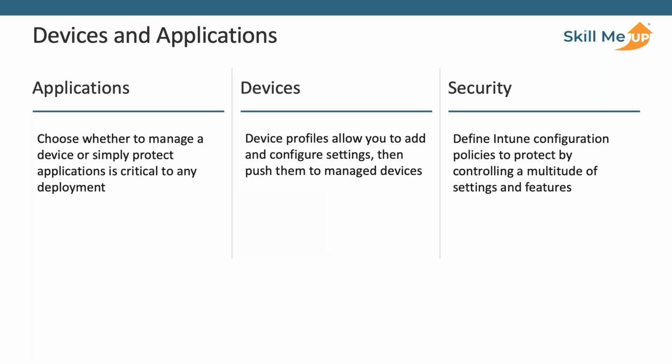So, for example, this would be, I want to get rid of the lock screen, or I want to have this specific wallpaper, or I want to disable this specific application. Then, of course, from a security perspective, we can define Intune configuration policies, which are different to device profiles, to protect different types of settings and features. This works really well, for example, when you're doing Windows 10 Autopilot and you need to push restrictions to a Windows 10 device, you would use a configuration policy to control that.